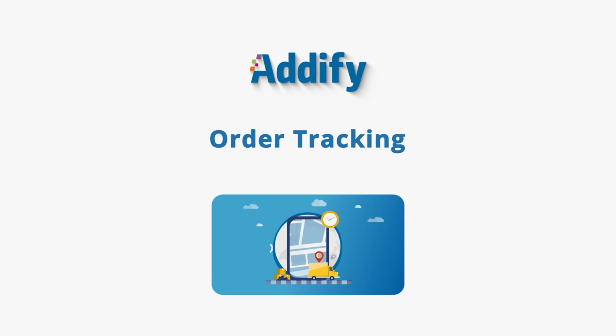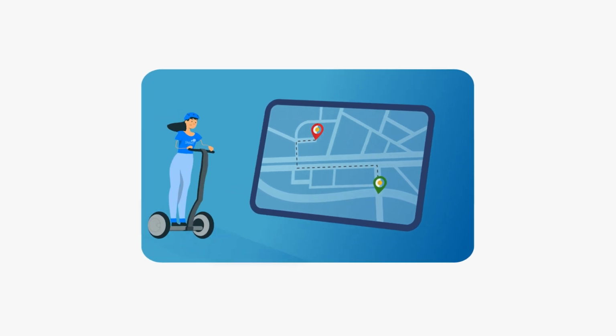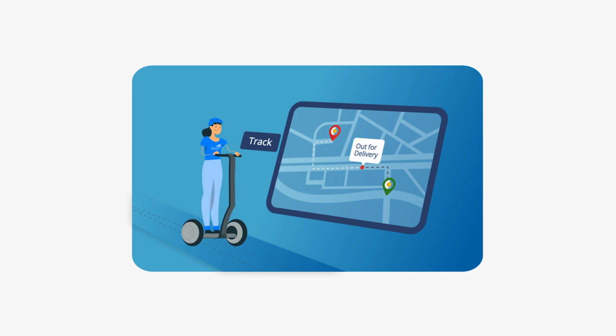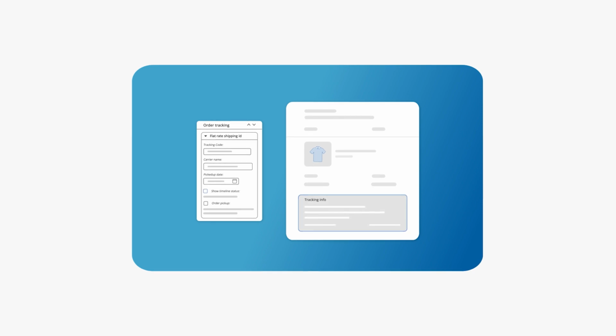Welcome to the featured video of order tracking for WooCommerce. Order tracking is a must-have extension for e-commerce stores to keep your customers informed about their order whereabouts. With this extension, you can share shipment tracking information to let your customers track their packages.